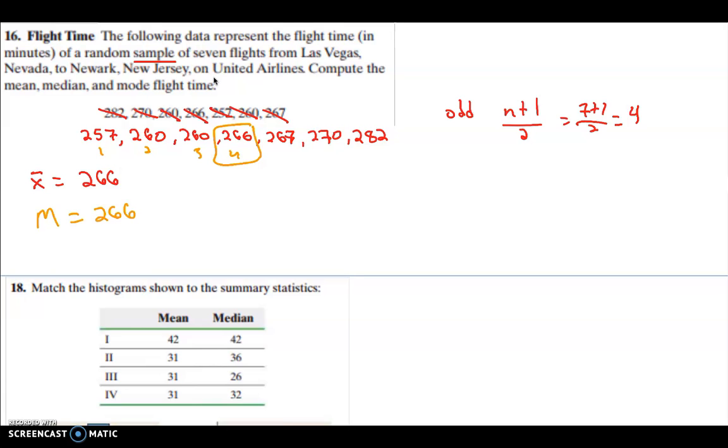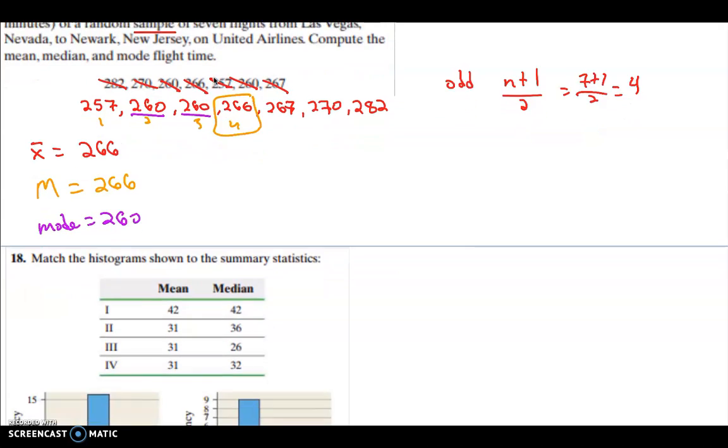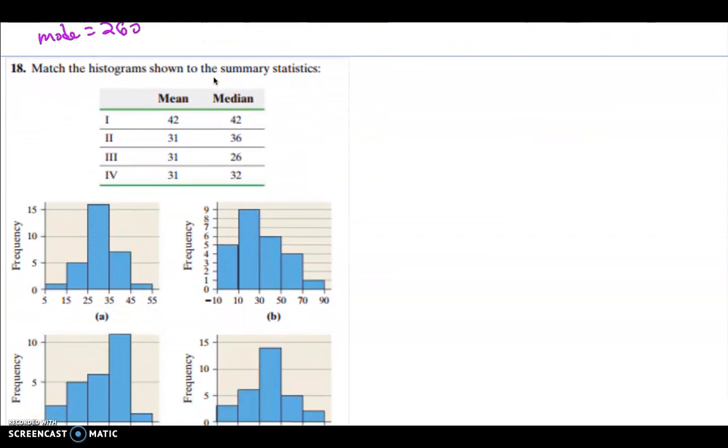Okay, and then lastly, the mode. Just look and see which one occurs the most, and I see 260 twice. So our mode is going to be 260. Notice though, as we start to increase our sample size, these calculations can get more and more tedious. So I'm eventually going to show you how to use this in StatCrunch.